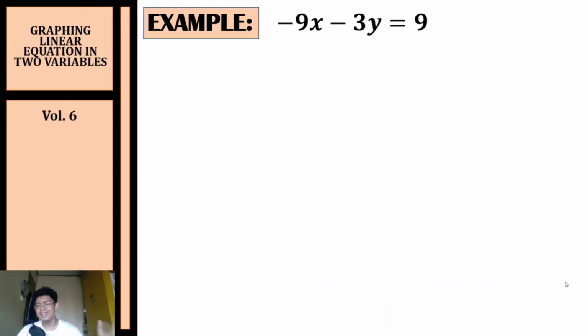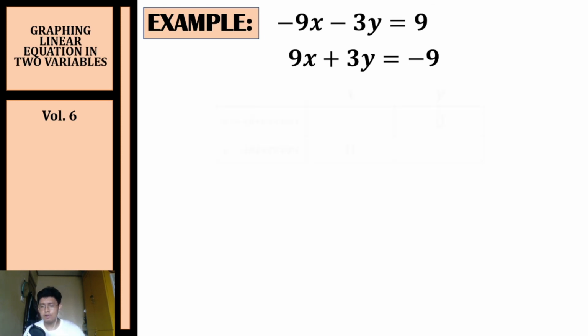Alright, okay, let's have our last example for today. So, for example, we're going to graph negative 9x minus 3y is equal to 9. So, first step is to rewrite our equation to standard form. So, let's divide both sides by negative 1. So, we will have 9x plus 3y is equal to negative 9.